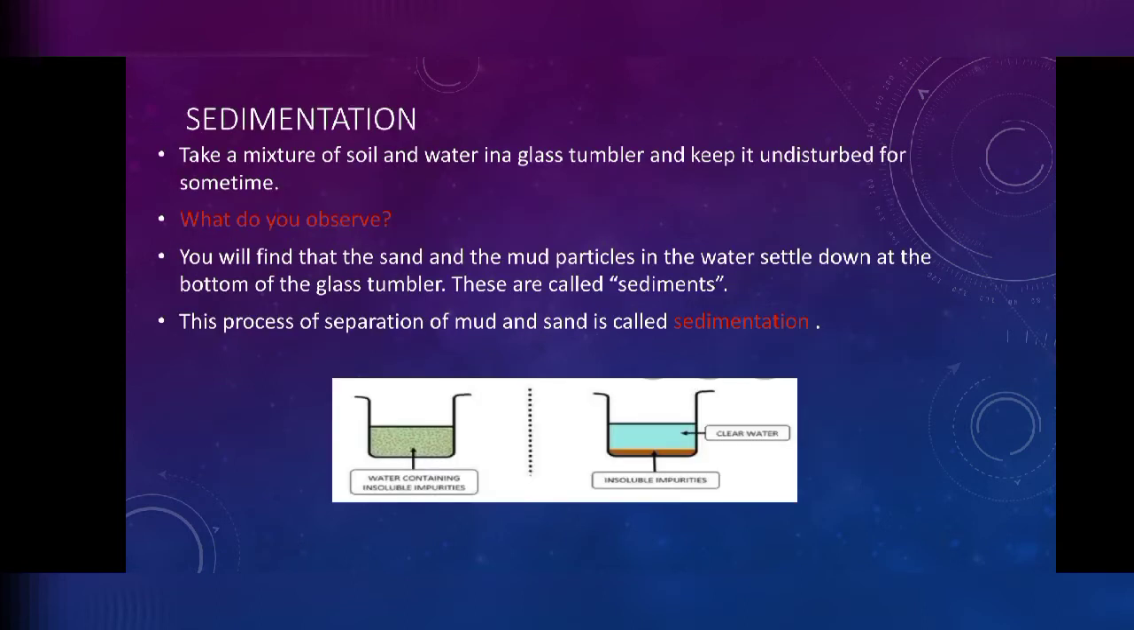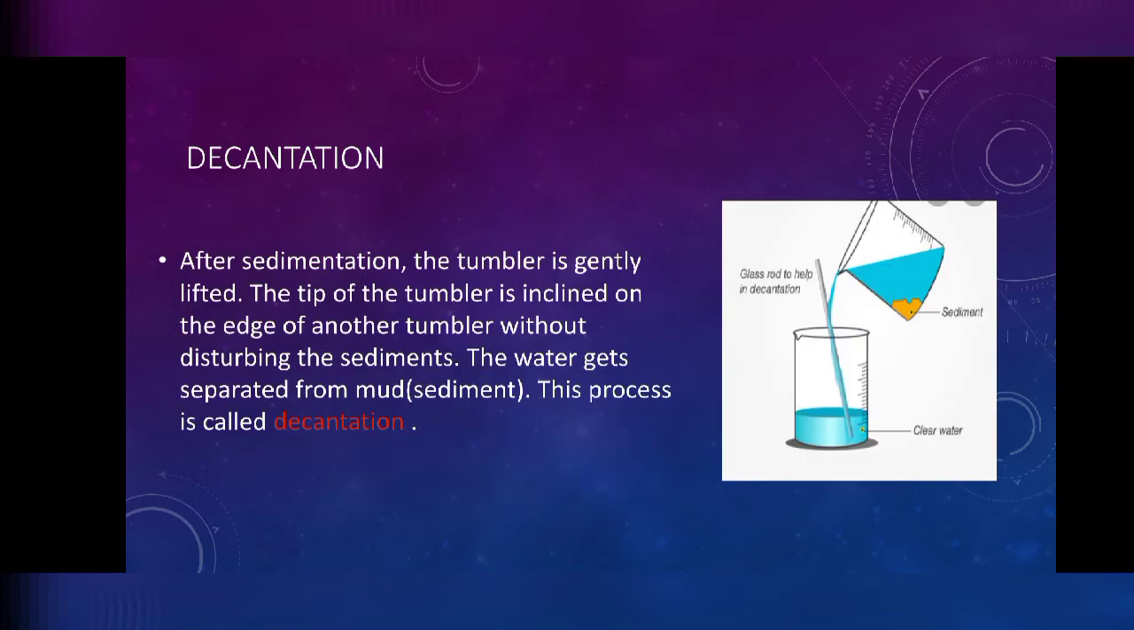Next method is sedimentation. Take a mixture of soil and water in a glass tumbler and keep it undisturbed for some time. What do you observe? Yes, you will find that the sand and mud particles in the water settle down at the bottom of the glass tumbler. These are called sediments. You can observe the picture. See here, all the insoluble impurities are settled at the bottom, leaving all the clean water at top. This process of separation of mud and sand is called sedimentation, and this is done in continuation with decantation.